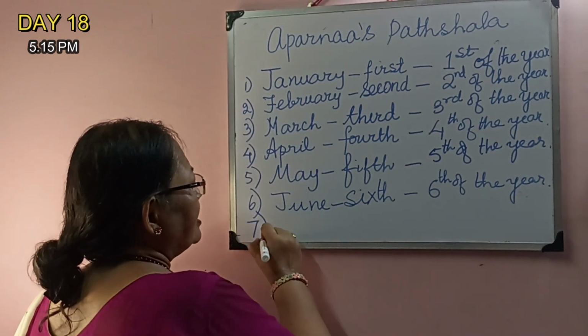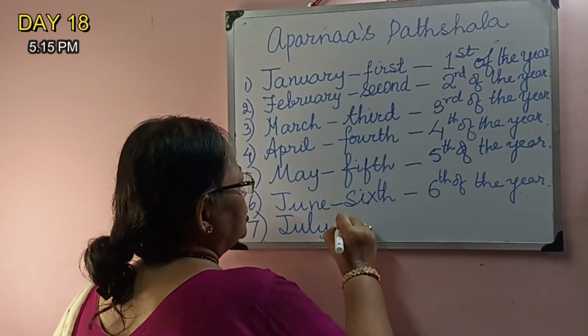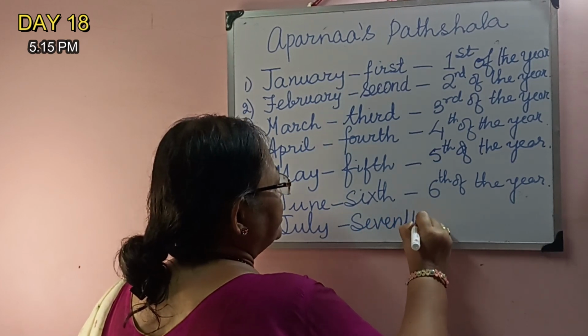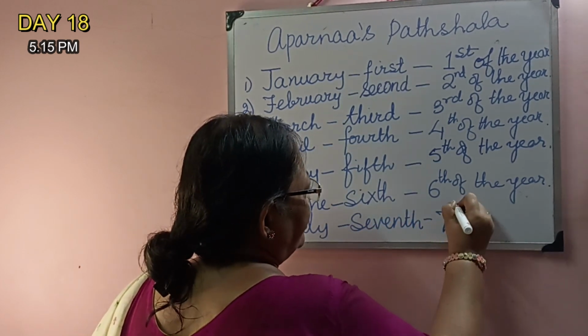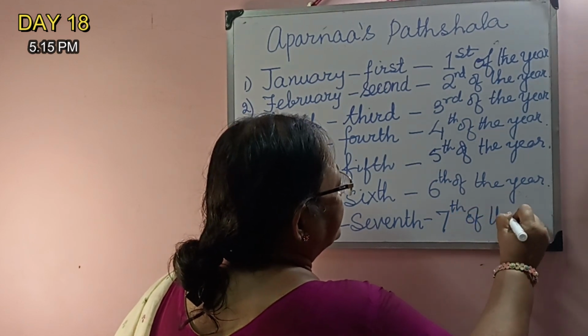Then comes the 7th month, July. July is the 7th, S-E-V-E-N-T-H, 7th. The 7th month of the year.